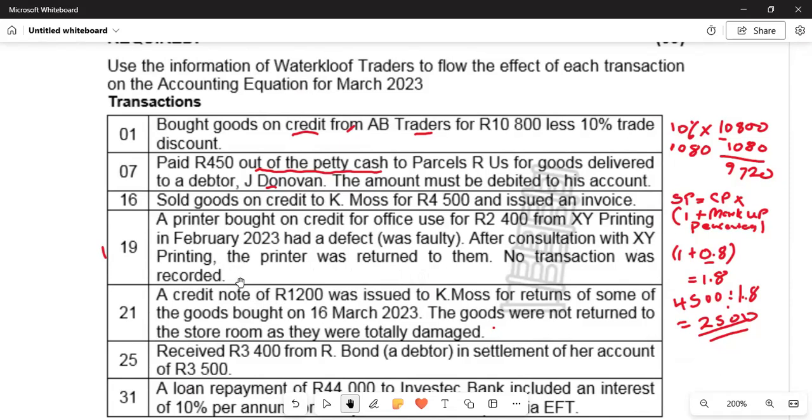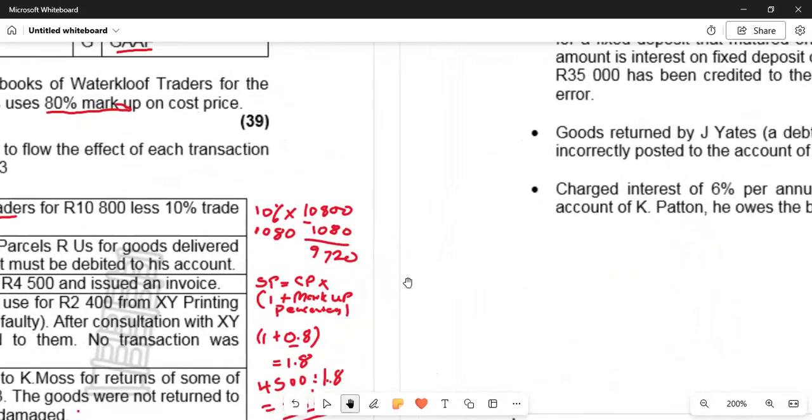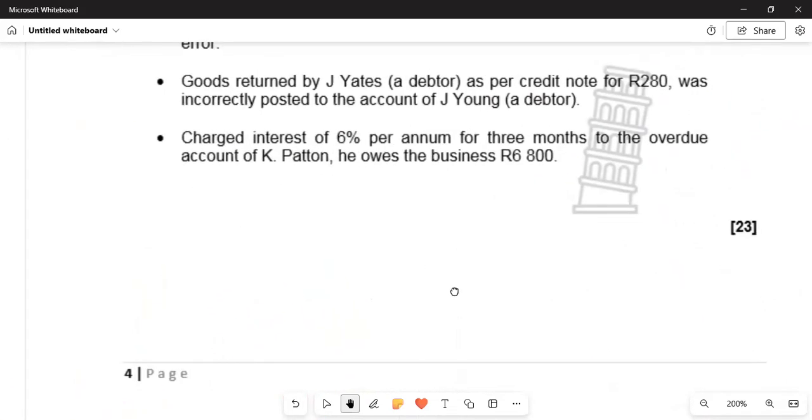So it means you're going to have creditors control as well as the equipment. This printer, this equipment of ours, was returned to the creditors. So the creditors are going to receive it. That is where we are going to debit creditors control, and then credit the equipment, because we are returning it back to the suppliers. So now let's put it in record.